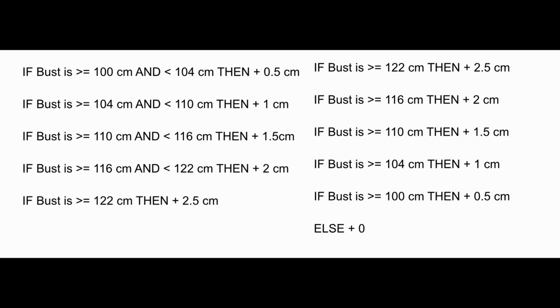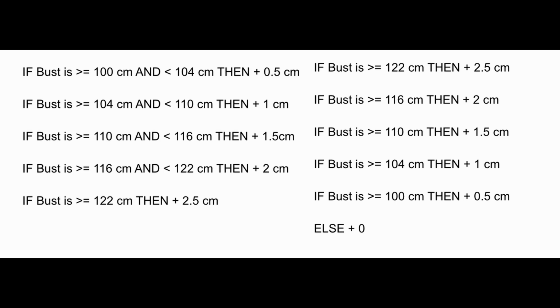Now, you might be looking at this and thinking, okay, there's a problem here. Because what if the bust was 130? It would hit every single one of these, right? It is greater than this. It is greater than this. It would just keep adding. But that's not the way these logic systems work. They break out when they hit a true condition. So if our person had a 130 centimeter bust, it would say if it is greater than 122, add 2.5, and then it would break out. It wouldn't look at the next one. It just stops. And that's exactly why we flipped it upside down.